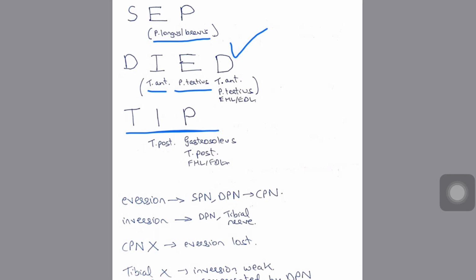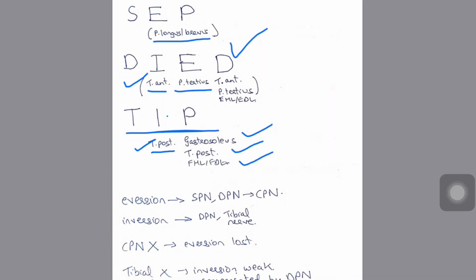What is the TIP? Tibial nerve, it causes plantar flexion and inversion both. Okay, inversion is carried out by tibialis posterior. Like tibialis anterior did inversion from the deep peroneal nerve, in the tibial nerve, tibialis posterior is doing inversion. And main function is plantar flexion, which is carried out by gastrocsoleus, tibialis posterior and FHL and FDL.